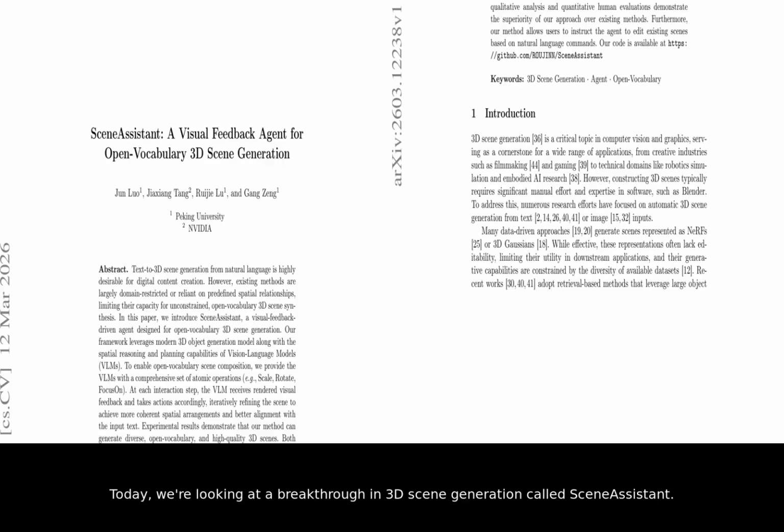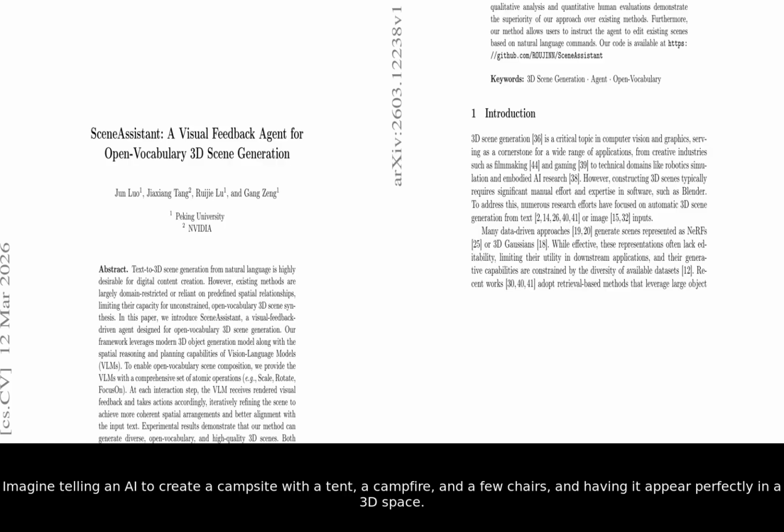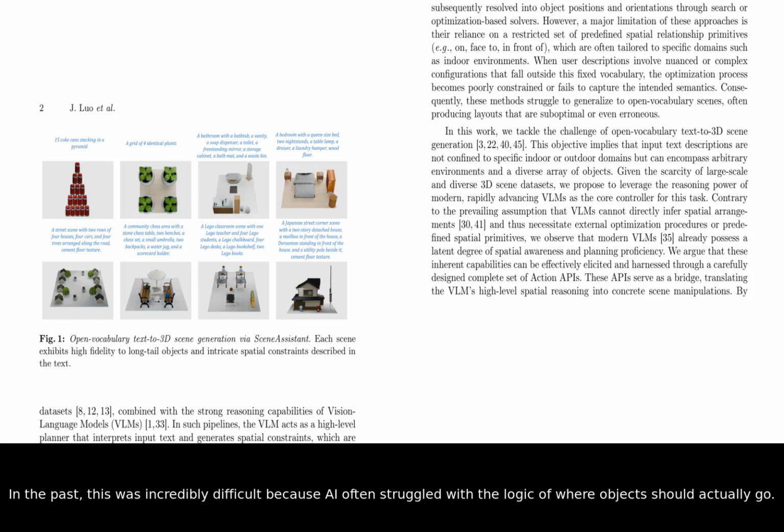Today, we're looking at a breakthrough in 3D scene generation called SceneAssistant. Imagine telling an AI to create a campsite with a tent, a campfire, and a few chairs, and having it appear perfectly in a 3D space. In the past, this was incredibly difficult because AI often struggled with the logic of where objects should actually go. Objects might float in midair or overlap with each other in ways that simply didn't make sense.